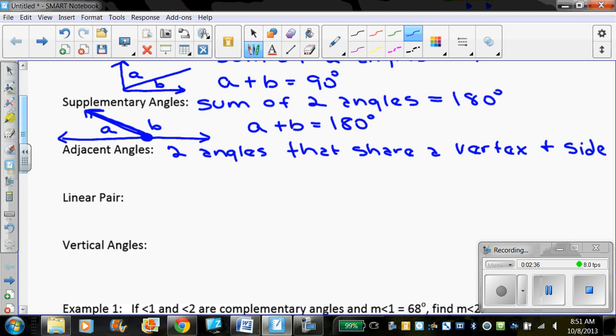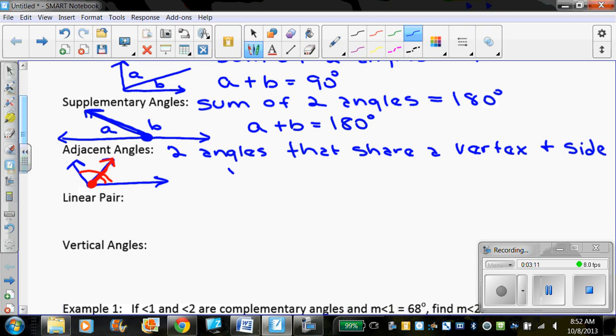An example of an adjacent angle would be if I draw a big angle and I break that angle up into two angles, not equal, just two angles. This one is neither supplementary nor complementary. I just drew a random angle. You notice these two angles, this angle here and this angle here, are adjacent because they share this vertex and they share this side.